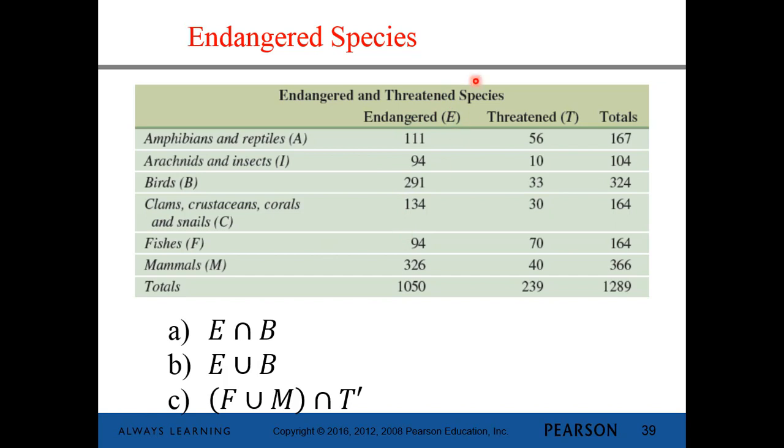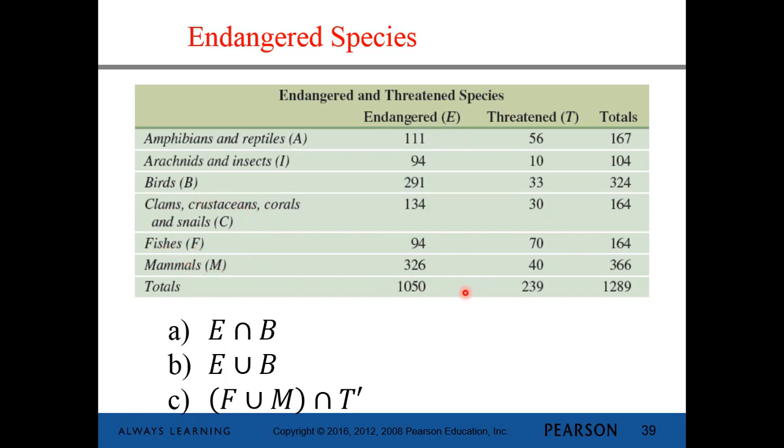Okay, so now using this table here, we have these three. These are all the species that are endangered. These are all of the species that are threatened. So this represents one set, and this represents another set, E and T. Now, this row represents A, amphibians and reptiles. This represents a set I, which is arachnids and insects, which are spiders and insects. Birds is set B, so this row represents birds. This represents crustaceans, so you're talking about clams, crustaceans, corals, and snails, right? And this represents fishes. This row represents mammals.